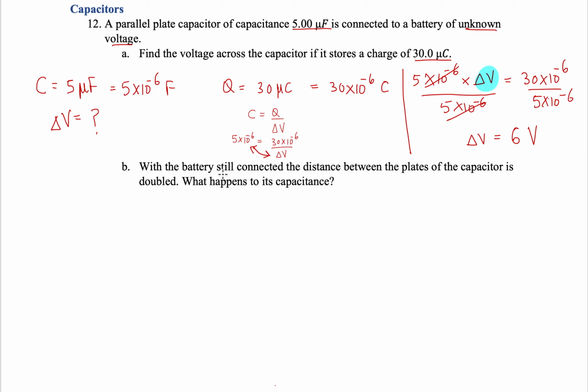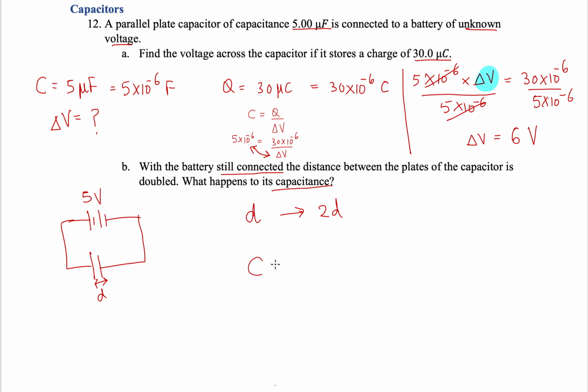Next it says with the battery still connected. If we want to draw it, you have a battery which is connected to a capacitor. The battery's potential difference, or voltage, we already found. It says with the battery still connected, the distance between the plates of the capacitor is doubled. So this distance between the plates, which is D, is doubled. Let's write it as 2 times D. It's asking what happens to the capacitance.